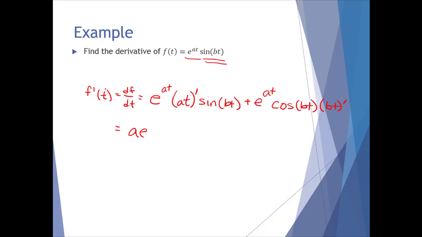So I'm going to write a e to the at sine of bt. And then for my second term, I'll have e to the at times cosine of bt. I haven't done anything with that yet. And then the derivative of bt with respect to t is again that constant b, which I'll go ahead and choose to write out front here so I don't get confused. And that's the derivative.